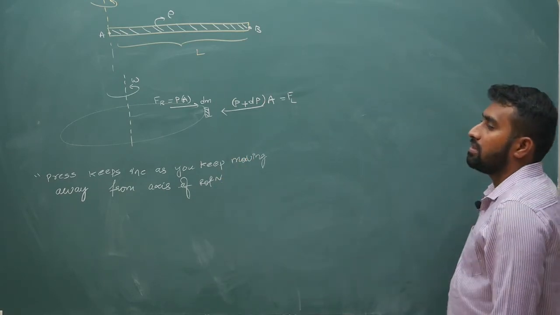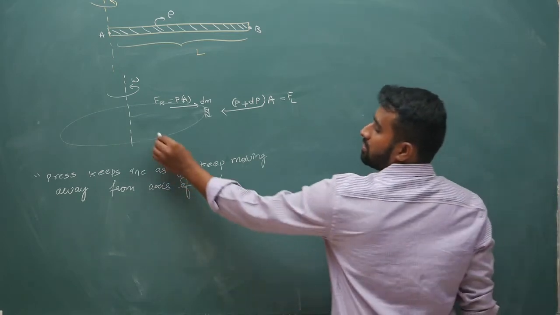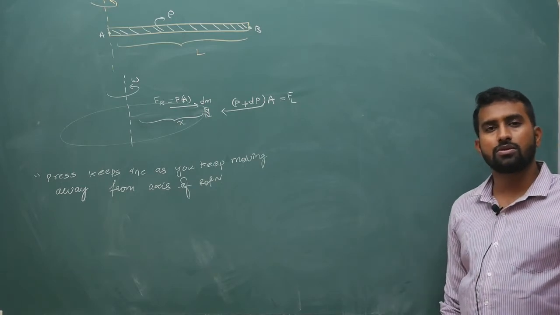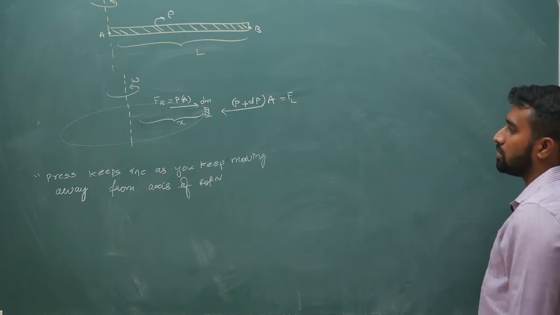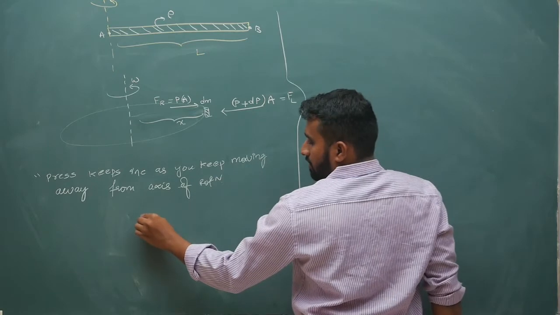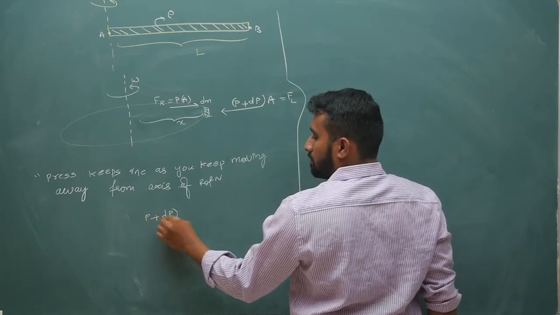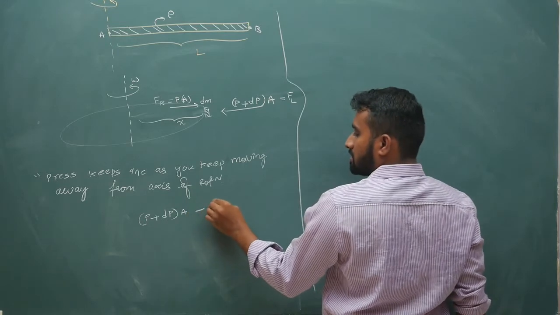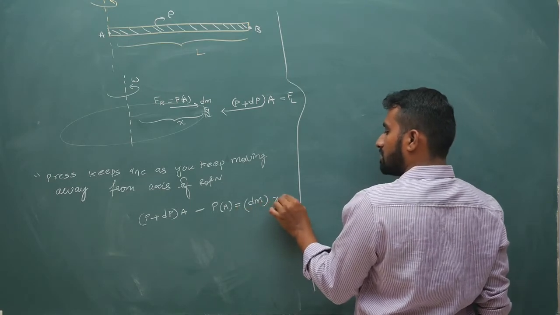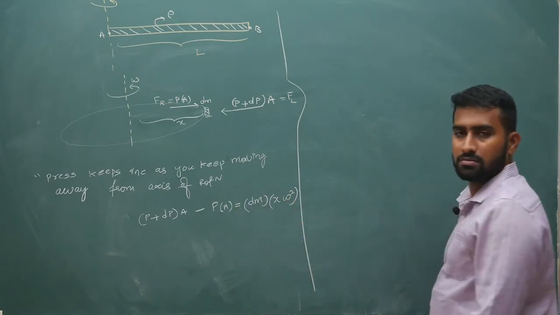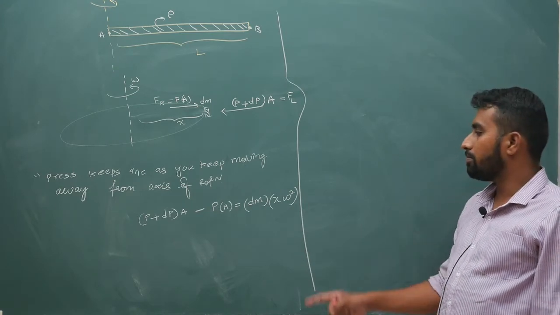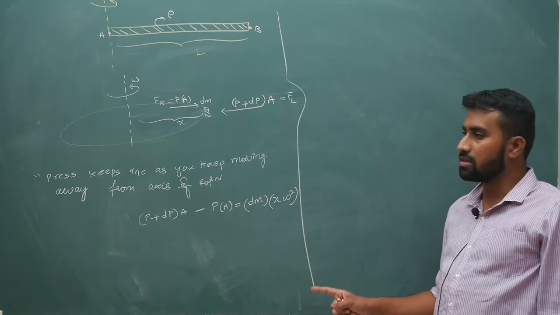Now if you take this resultant force on this dm element, which is at some distance x, net centripetal force you will be writing as m r omega square. So if you do that, (P plus dP) into A minus P into A is equal to dm into x into omega square. So net force is m r omega square. P into A and P into A will cancel off.